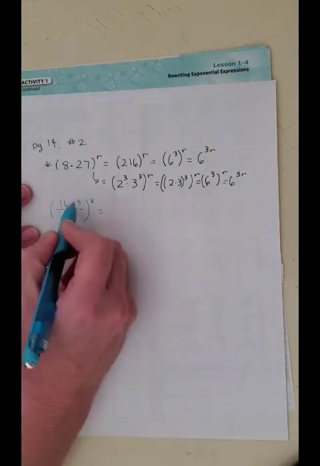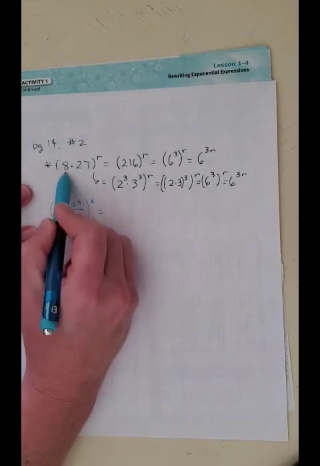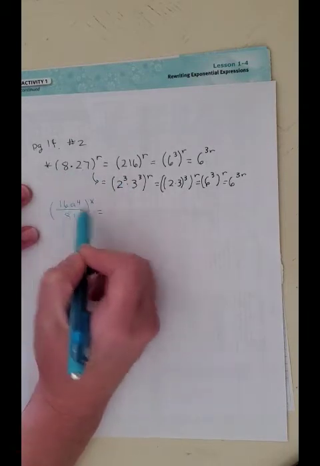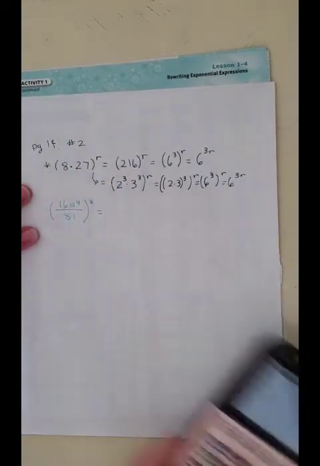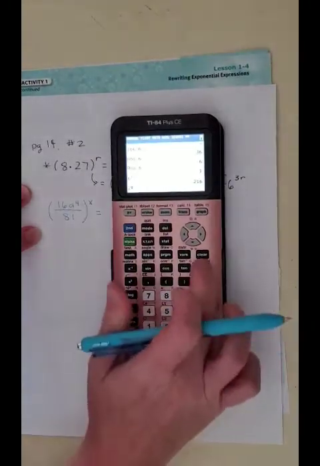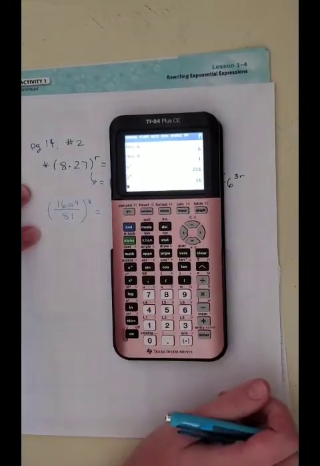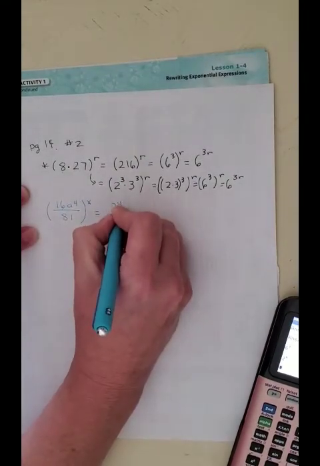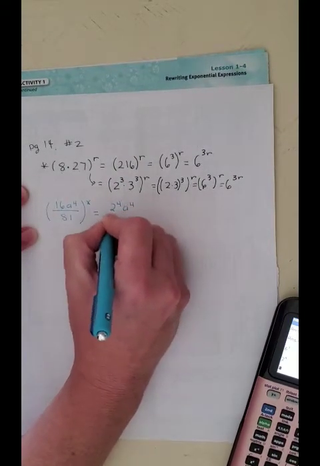So 16, if we use the structure of the previous one, 2 to the 3rd power was 8. Well, 2 to the 4th power is 16. And you can check that. 2 to the 4th power is 16. So I'm going to rewrite 16 as 2 to the 4th, and then that's a to the 4th over.